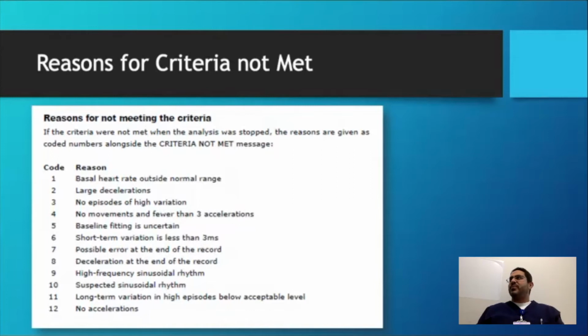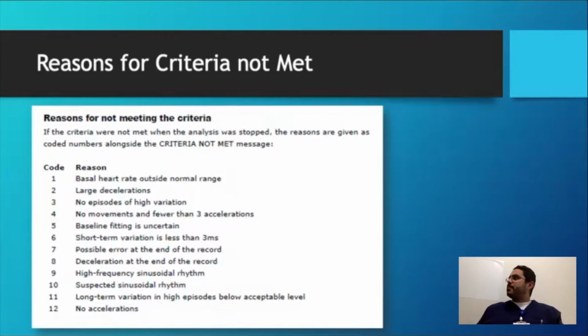Most of the time the trace meets criteria in 10 minutes and then it doesn't meet at 60. Which basically means that you stimulated the baby, it responded for a couple of minutes, and then it fell asleep and stayed asleep because it can't respond anymore. Just be careful of that caveat.